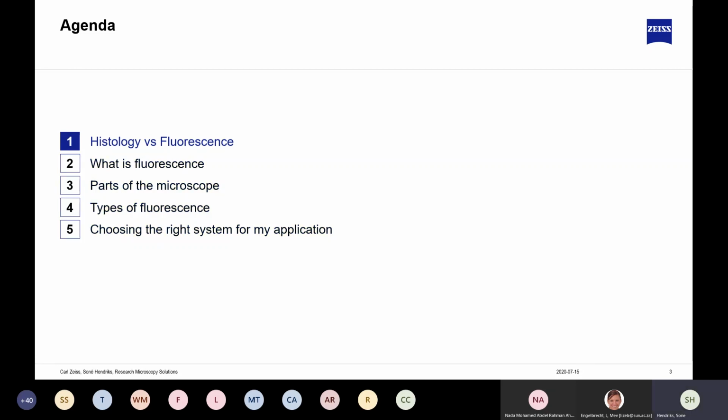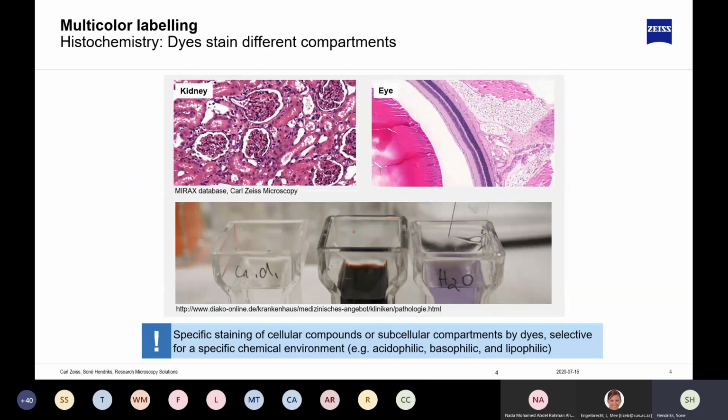So let's look at the difference between histology and fluorescence. In normal histochemistry, you use different dyes to stain different compartments. And typically this specific staining is so that cellular compounds or subcellular compartments are stained with selective dyes, based on the specific chemical environment of your cell type. So you have acidophilic, basophilic, and lipophilic chemical environments, and based on this, you will then see a pinkish, orangey type of dye.